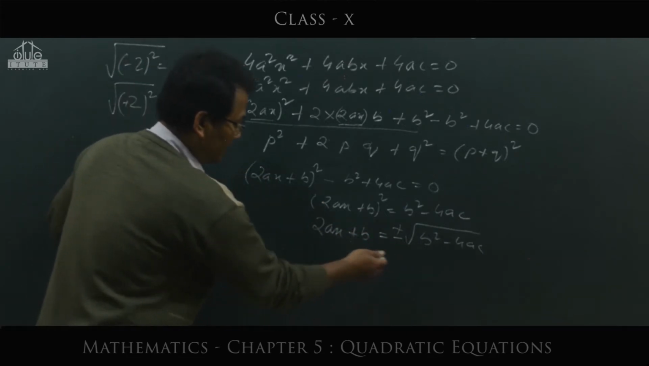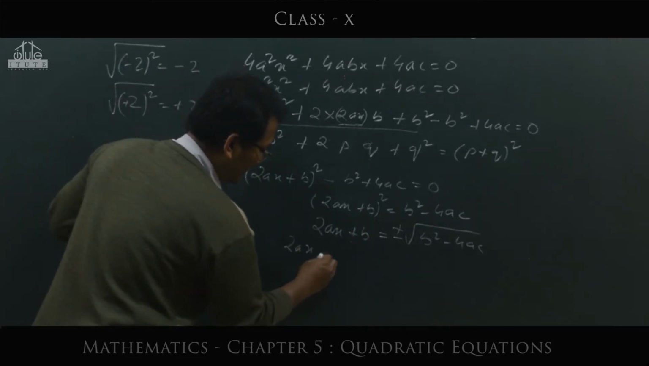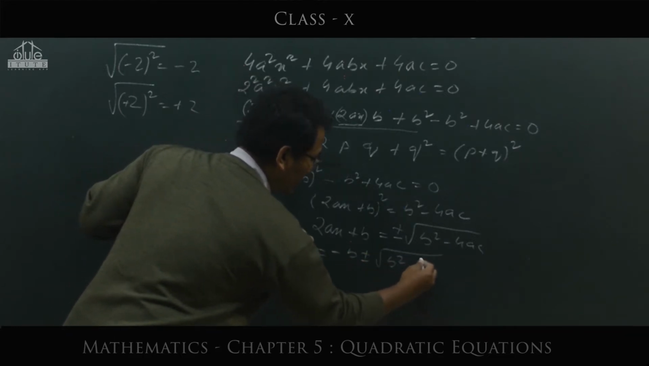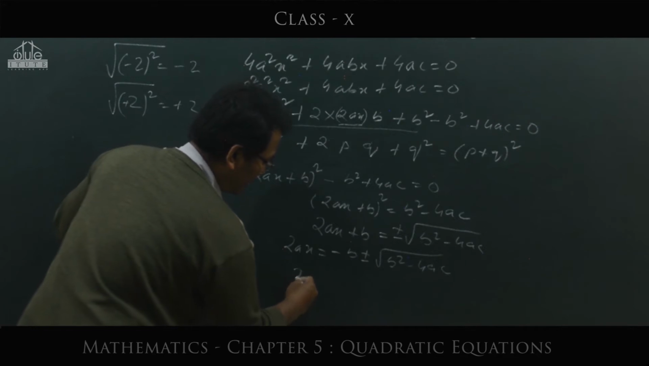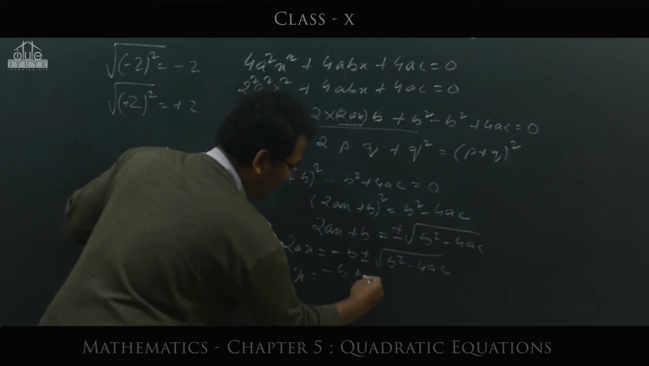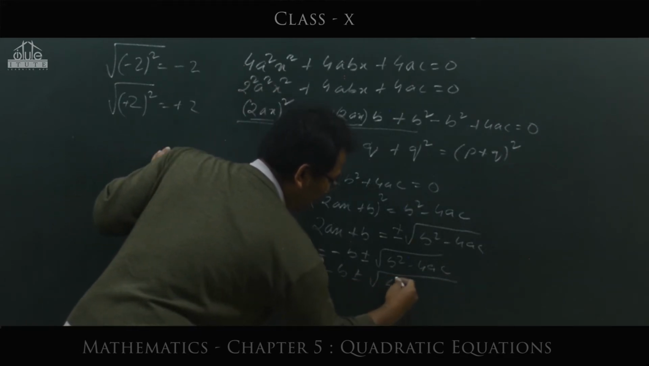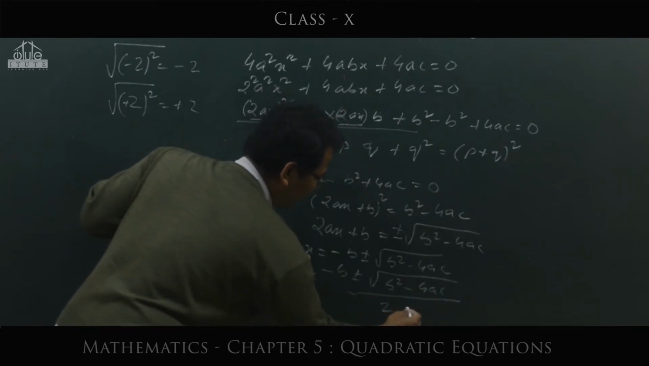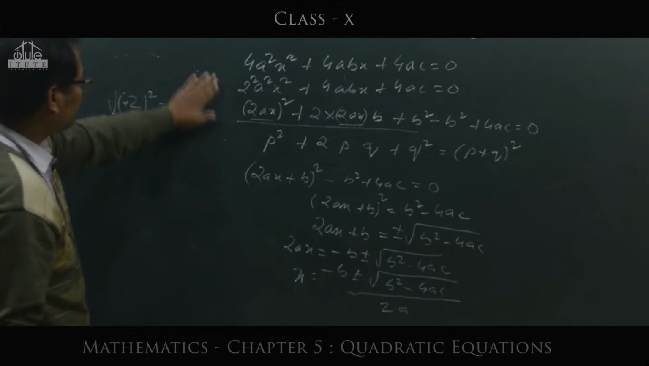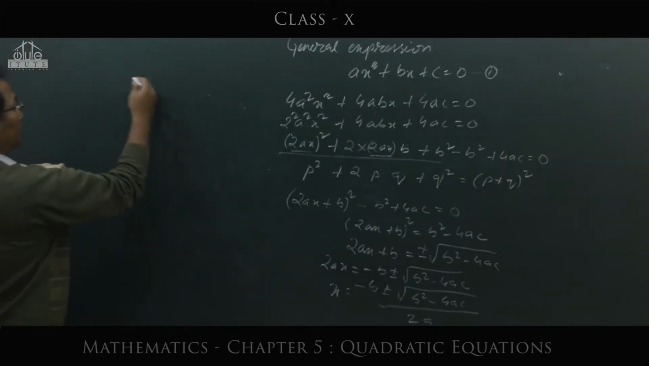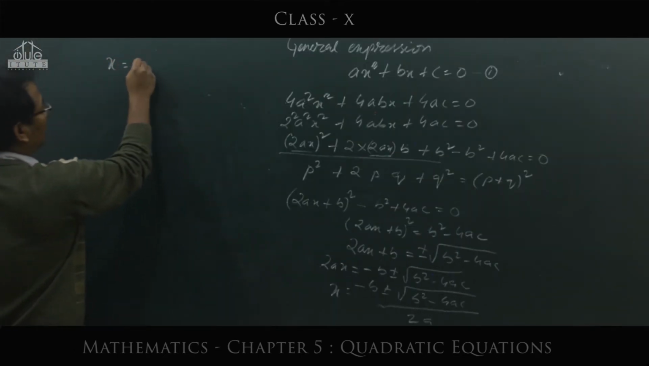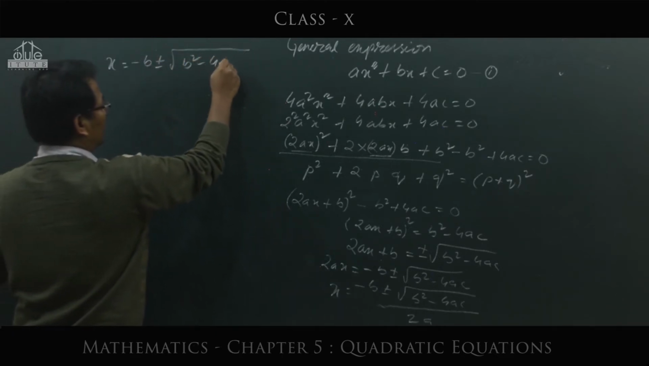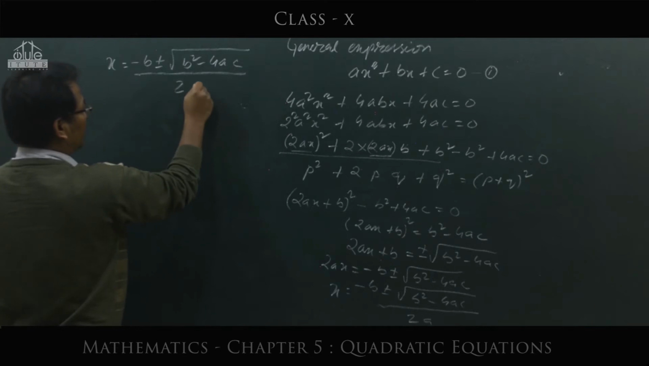Okay, so if I transfer b to the other side, it becomes 2ax equal to minus b plus minus root over b square minus 4ac. So finally I have x is equal to minus b plus minus root over b square minus 4ac, divided by twice of a. So I have the value of x to be x is equal to minus b plus minus root over b square minus 4ac divided by twice of a.